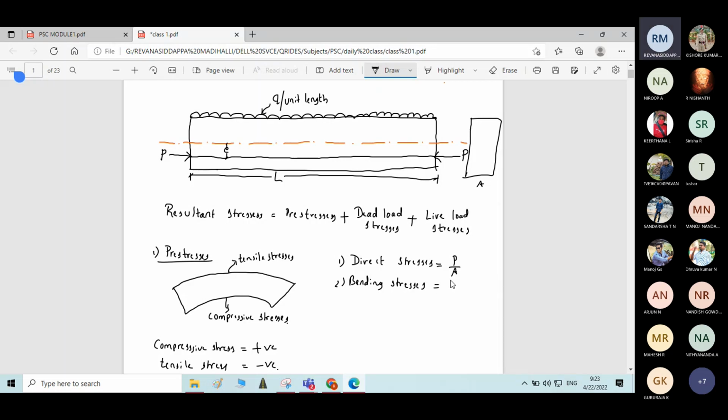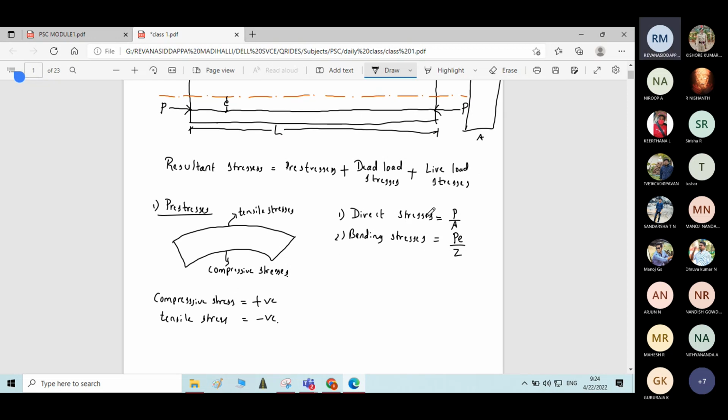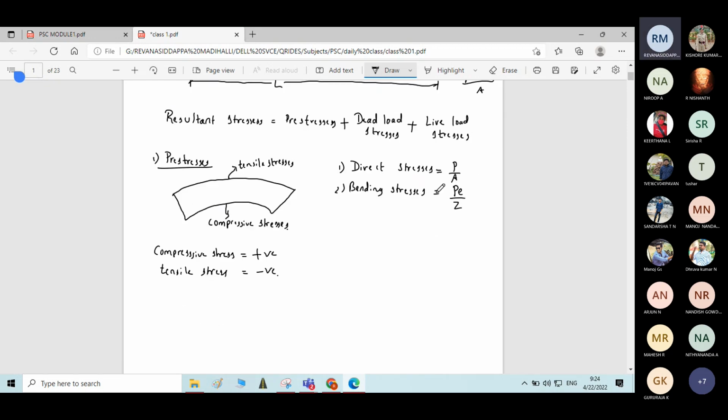That is represented by PE by Z. Remember, P into E means what? It is force into distance. Force into distance is nothing but moment. That moment divided by the section modulus of the cross section of the beam will give the bending stresses due to this prestressing force. So PE by Z is the bending stress due to prestressing force. Now we came to know the direct stresses and bending stresses due to prestressing force.